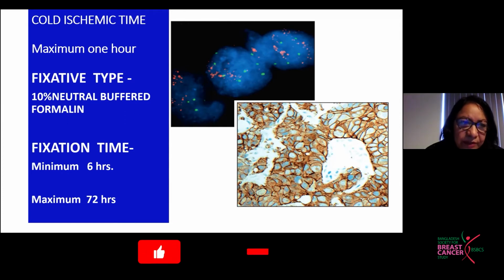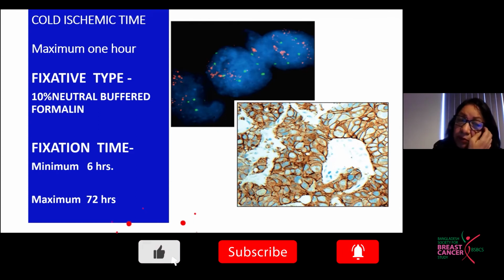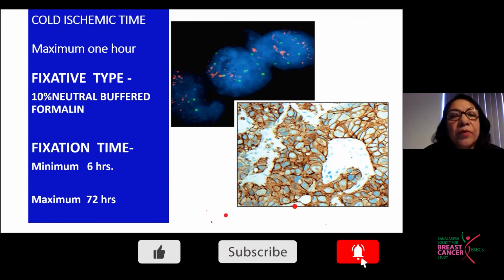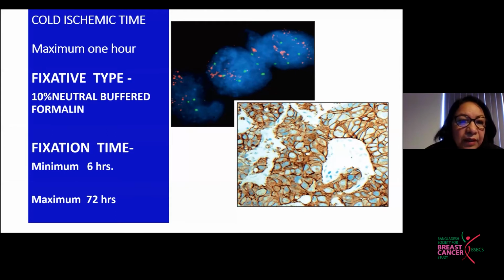That is very important. And the fixative, as most of us know, 10% neutral buffered formalin is a very ideal fixative. And also fixation time should not be less than 6 hours and should not go beyond 72 hours before we start the processing. So these things are very simple, but very, very important for getting a good hematoxylin and eosin stained slide to look through the morphology of the tumor, and also for the ancillary studies like immunohistochemistry, ER, PR, HER2 status, and also for FISH.